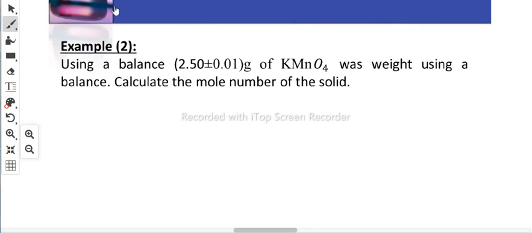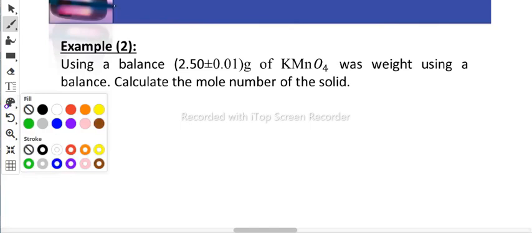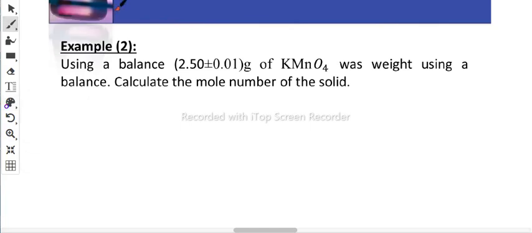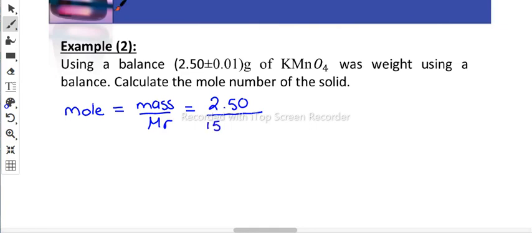In example number 2, using a balance, 2.5 plus minus 0.01 gram of KMnO4 was weighed. Calculate the mole number. So here I'm trying to apply on chemistry. In order to calculate the mole number, you need to remember that the mole equals the mass divided over the molar mass. The mass is given as 2.50. Then you're going to divide over the molar mass of KMnO4 taken from the periodic table as K and Mn, and you've got 4 times 16 for oxygen. I will write down the final answer.